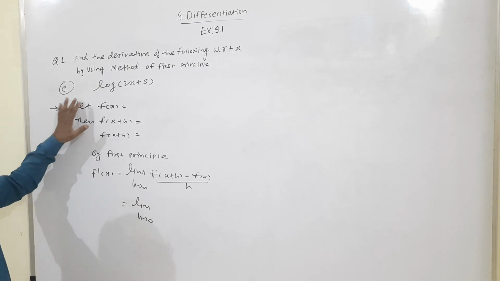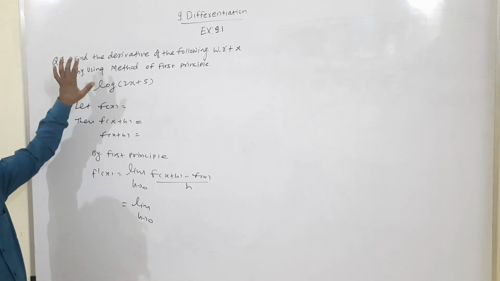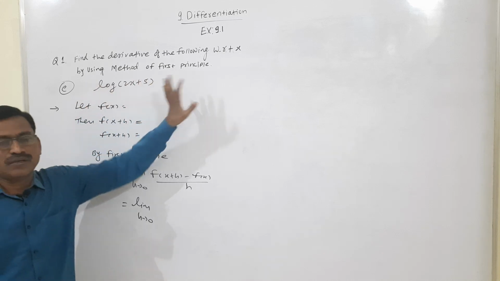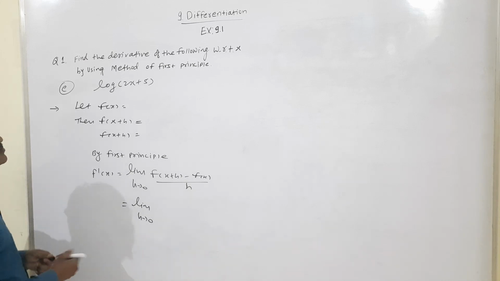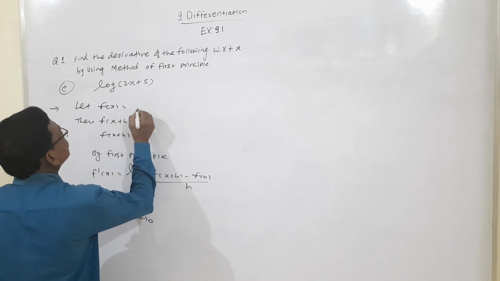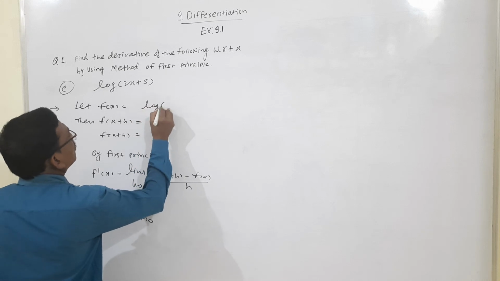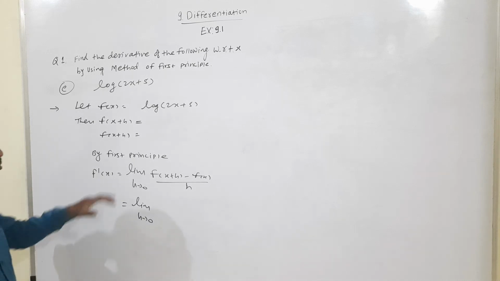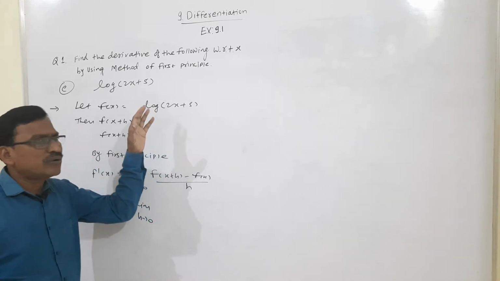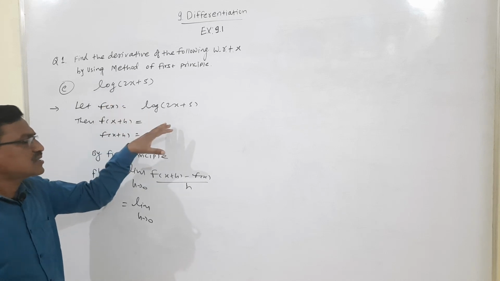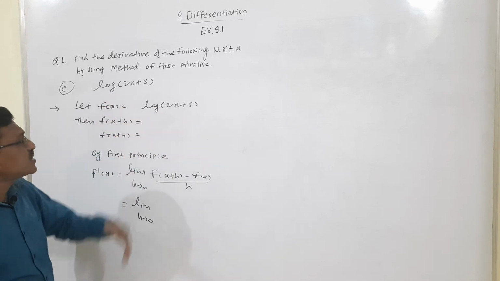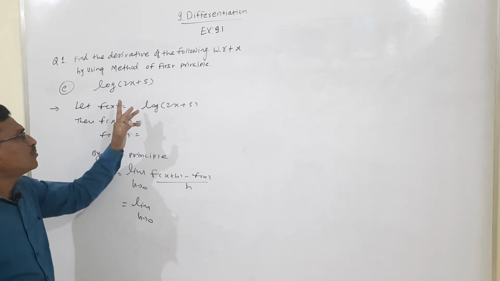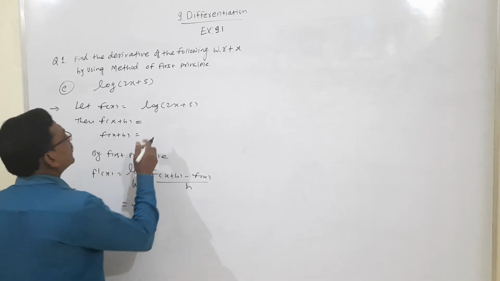Then the next function is a logarithmic function. We find the derivative of this logarithmic function by using first principle. So our function, let f of x be log of 2x plus 5. We have already found the derivative of the basic function log x, it is 1 by x. In the same way its derivative is 1 by 2x plus 5 into the derivative of 2x plus 5, which is 2 upon 2x plus 5.